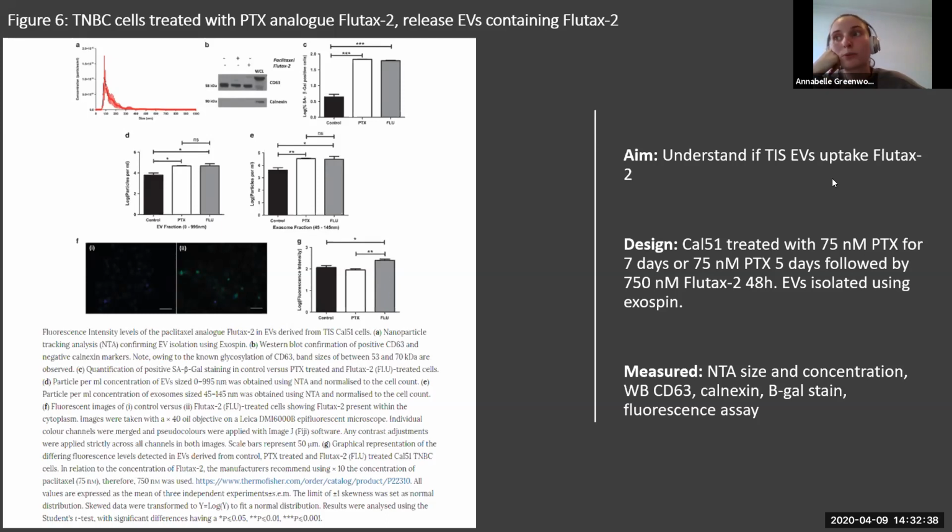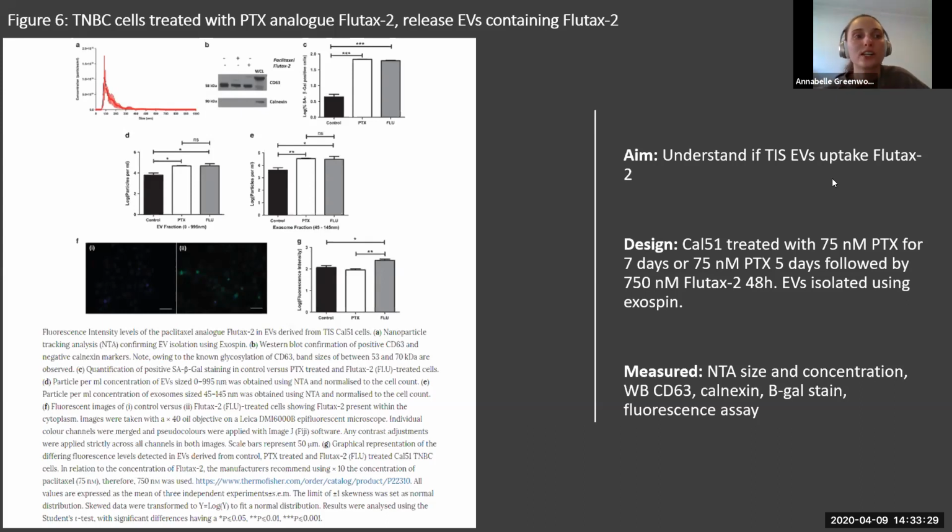Or they treat them with 75 nanomolars of PTX for 5 days, followed by 750 nanomolars of FluTax2 for 48 hours. And they say that the reason the concentration is a lot higher for FluTax2 is based on the manufacturer recommendations. And then they actually isolated their EVs using the Exospin kit, which combines size exclusion and precipitation. So they didn't actually explain why they've changed to a different preparation method for the EVs, which I found kind of weird.